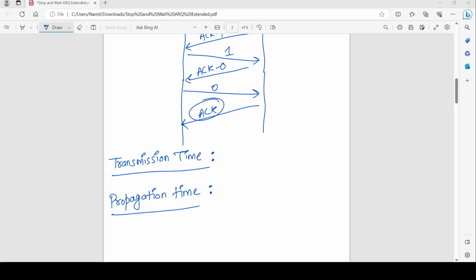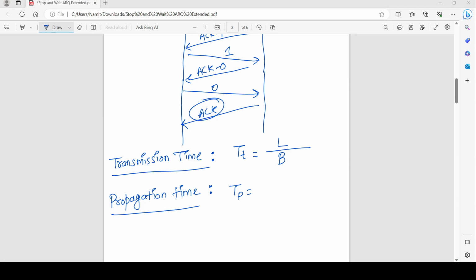Alright, now first of all, I'll tell you what is transmission time. Okay, I'll just write the formula first and then I'll explain this thing. Transmission time is nothing but the ratio of length of message divided by bandwidth of channel. Okay, length of message divided by bandwidth of channel, known as transmission time.